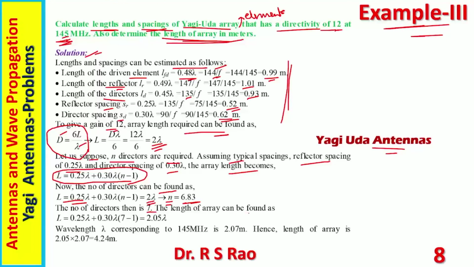When we consider 7, the length of the array becomes 2.05 lambda. Gain gave length of the array as 2 lambda, whereas some practical considerations are also taken into account. The length has become 2.05 lambda. Wavelength lambda corresponding to 145 megahertz is 2.07 meters. Hence, length of the array is 2.05 into 2.07. It turns out to be 4.25 meters.